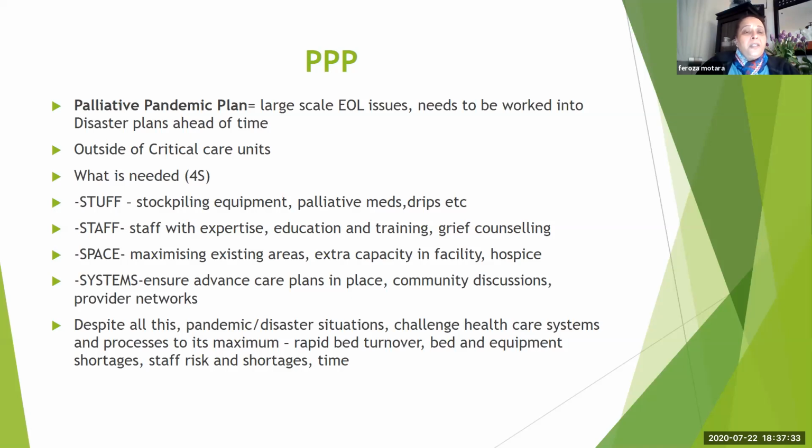And do we have systems in place? Are we ensuring that advanced care plans are in place? Are we having those discussions before that with patients and their families? Obviously, community discussions and provider networks are important in providing that kind of systemic support.